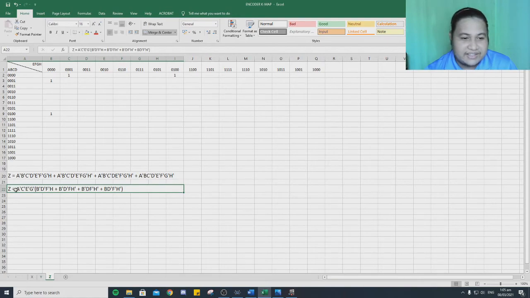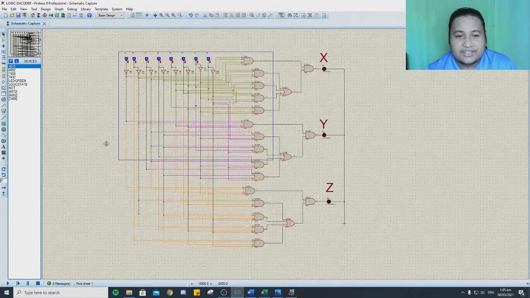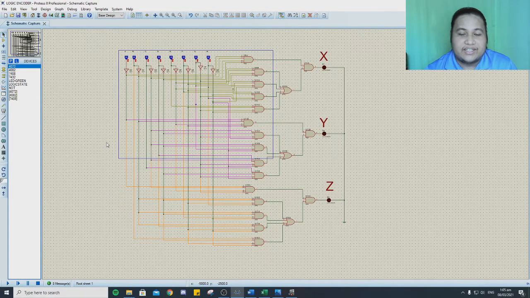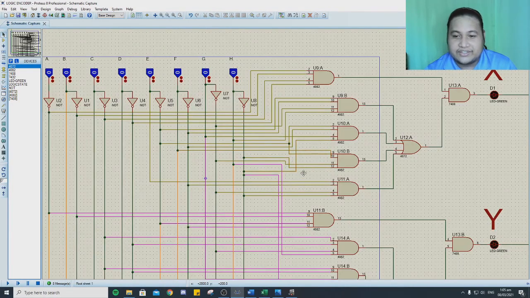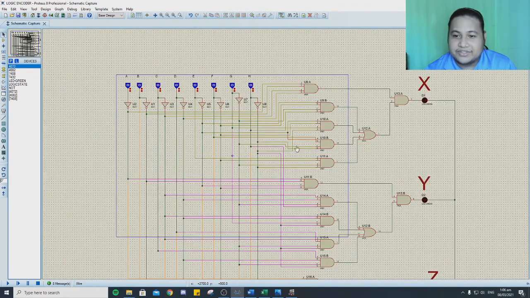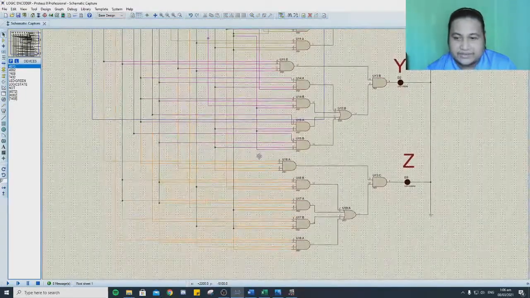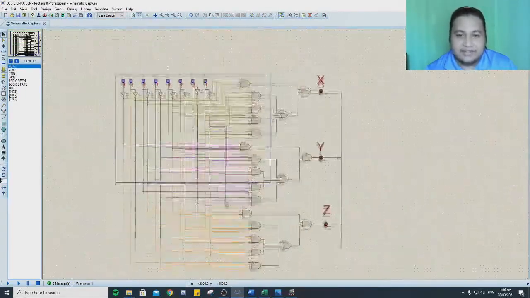So now, once we get all of these three equations, we will proceed to Proteus. So this is the solved schematic for the activity. As you can see, I have color coded the wires for each of the outputs. In this first set, you will see this is the equation for output X, the one in gold. The pink ones are the wires connected to output Y, which corresponds to its Boolean equation, and also to output Z. So as you can see, we will do it side by side.